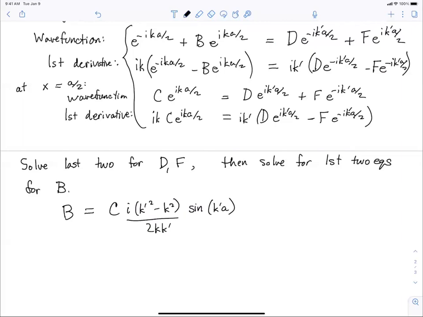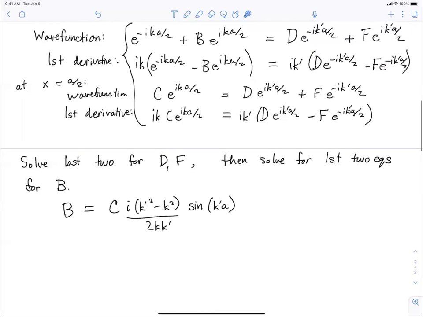So the sine k prime a comes about here because of your exponentials. And so you're using the rules for writing exponentials of imaginary quantities in terms of sines and cosines. And so it just sort of works out that B in terms of C is very simple, or relatively simple.